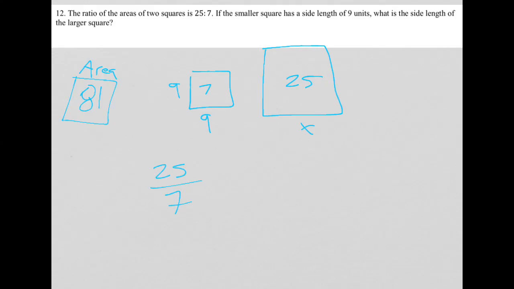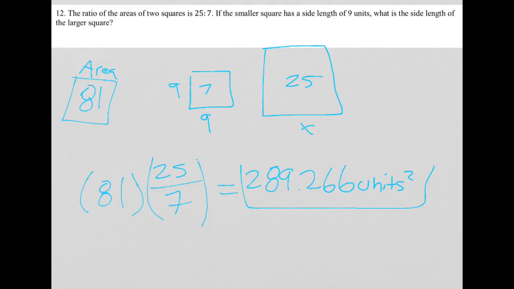And so we want to take 25 over 7, and we want to multiply that by 81, the area of the smaller square. And let's figure out what we get. We get 289.286 units squared. And that should be the area of the larger square, but we want the side length of the larger square. So think about how we could do that.